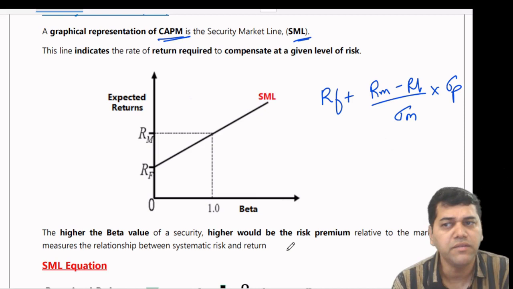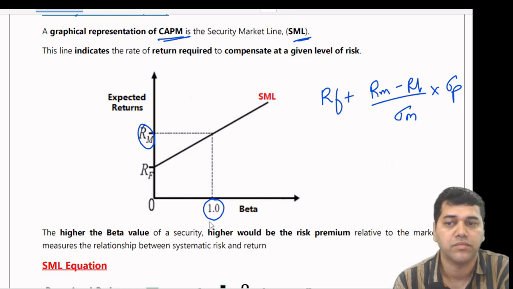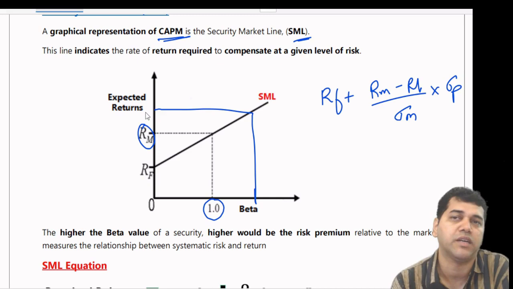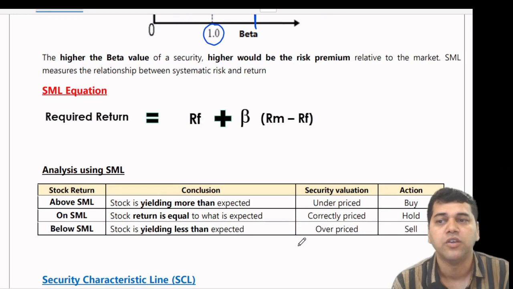This line indicates the return required to compensate for a given level of risk. So for me, the market gives me RM, where beta is 1. If my RF is here, depending upon the beta you can decide your expected return. The higher the beta value, the higher your expected return and the higher the risk premium. So the equation will be RF plus beta into (RM minus RF).